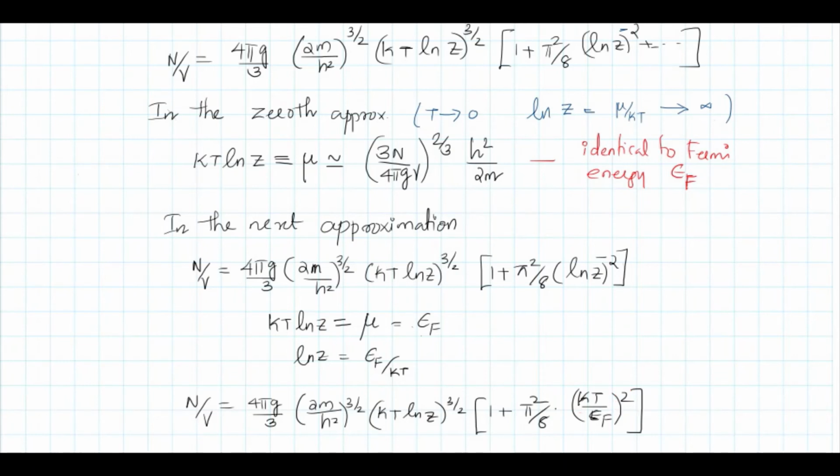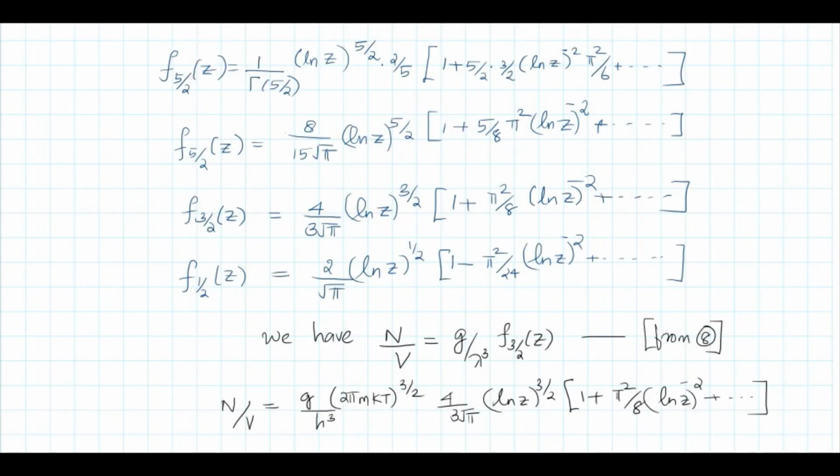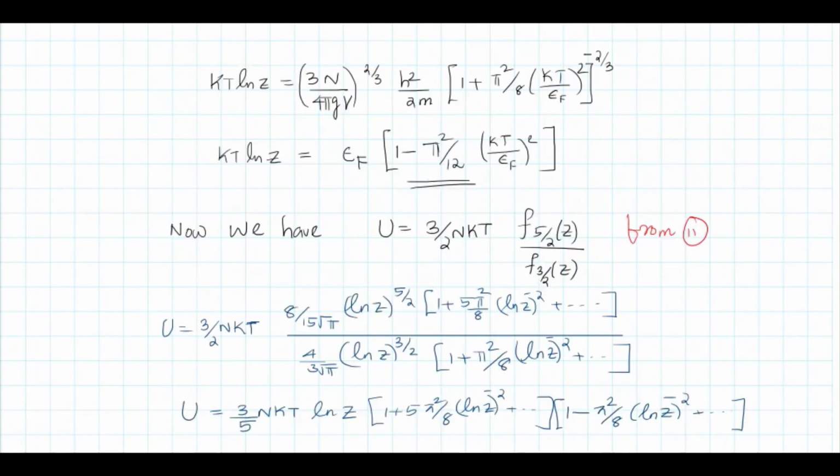Okay, using this relation, we can find kT log z. You can invert this relation. Take this whole quantity to this side and find kT log z. Then you will get kT log z equal to (3N by 4 pi gV) whole raised to 2 by 3, h square by 2m, into (1 plus pi square by 8 (kT by EF) whole square) whole raised to minus 2 by 3. This is the value of kT log z in the next approximation.